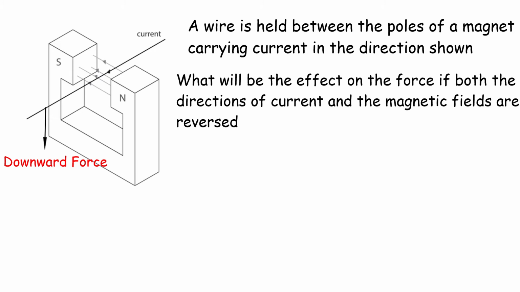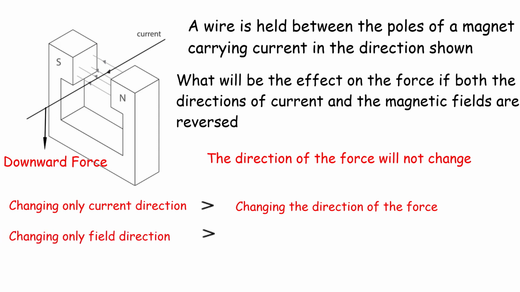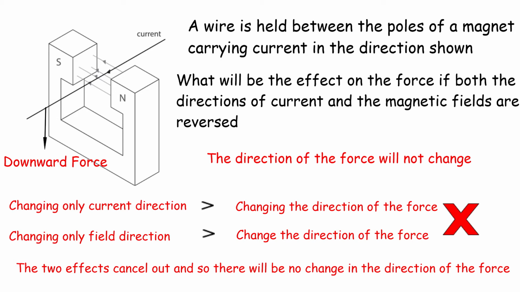The other part of the question is, what will be the effect on the force if both the directions of the currents and the magnetic fields are reversed? The simple answer is the direction of the force will not change. And the reason is, when we change only the current direction, the direction of the force will change. In the same way, if we change only the field direction, the direction of the force will equally change. Therefore, changing both the direction of the current and the direction of the field, they will cancel each other out. And as a result, the direction of the force will remain unchanged. We are still going to have a downward force.